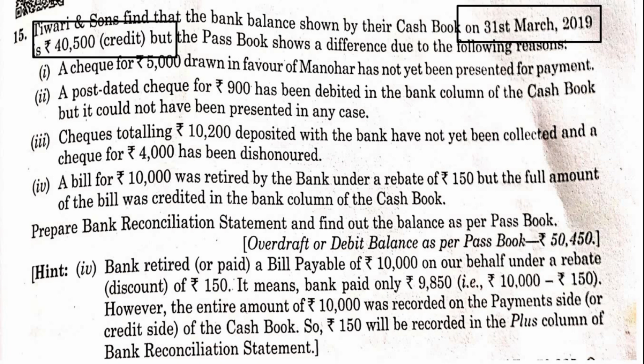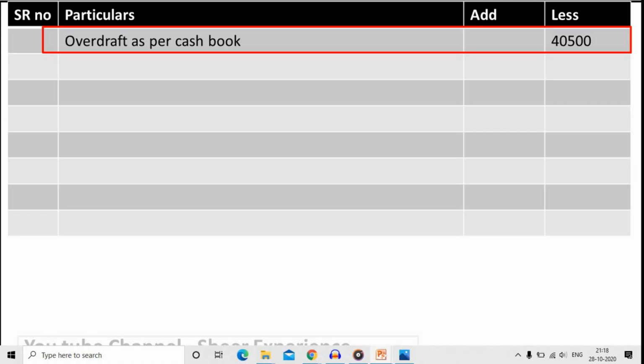As soon as we see the problem, we should check for the date and closing balance amount. Here the date is 31st March 2019 and the closing balance is 40,500, and they have also mentioned credit next to the closing balance. That means it is an overdraft balance as per cash book. When the overdraft amount is given in the problem, we have to mention the amount in the less column. In the particulars column, we have to mention overdraft as per cash book.